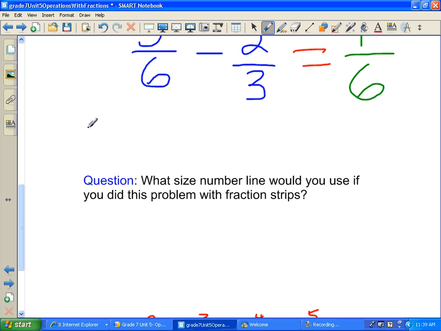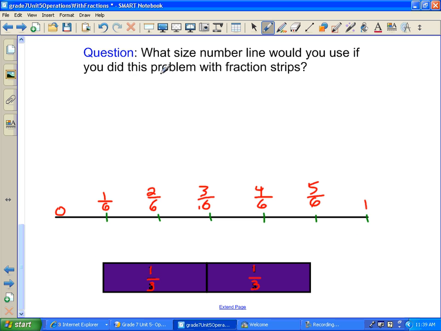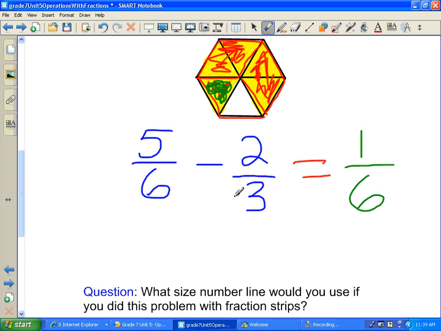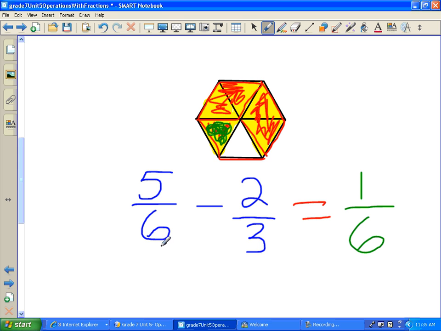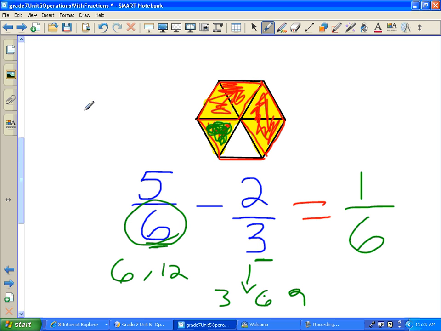Going down to one more. It says, what size number line would you need to use if you did a problem with fraction strips? So if you did this one up here, would you use 1/6 or 1/3? Well, if you count by 3s, you've got 3, 6, 9. If you count by 6s, you've got 6, 12, and you end up with both of them the same, so you would use a 6th number line.